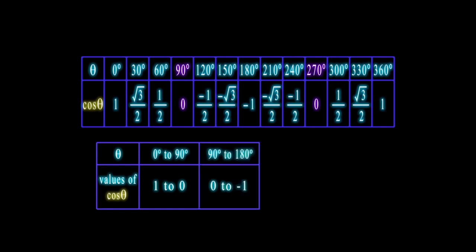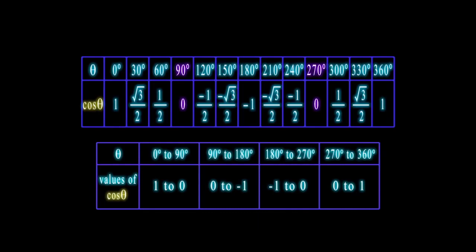When angle theta increases from 90 degrees to 180 degrees, the values of cosine theta decrease from 0 to -1. When angle theta increases from 180 degrees to 270 degrees, the values of cosine theta increase from -1 to 0. When angle theta increases from 270 degrees to 360 degrees, the values of cosine theta increase from 0 to 1.